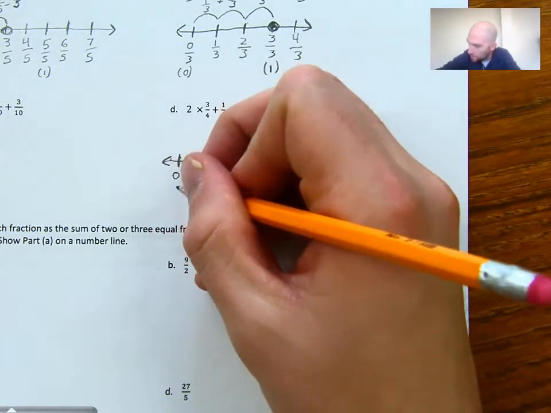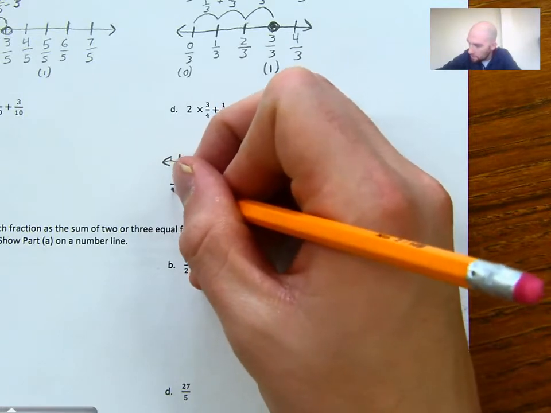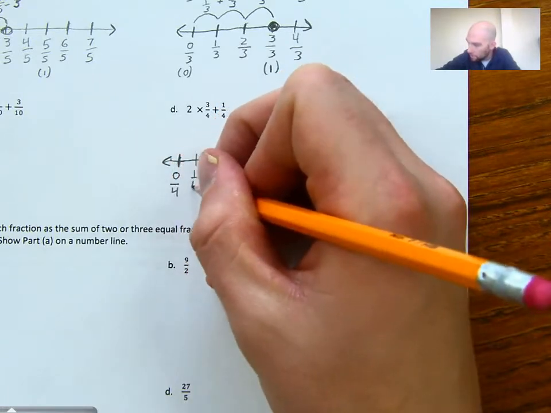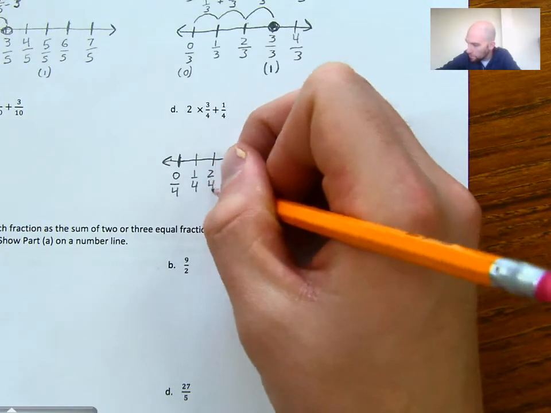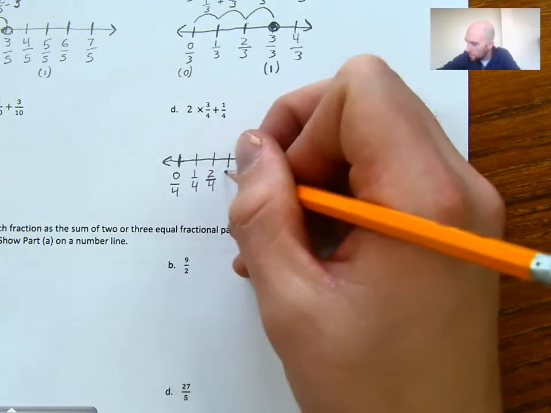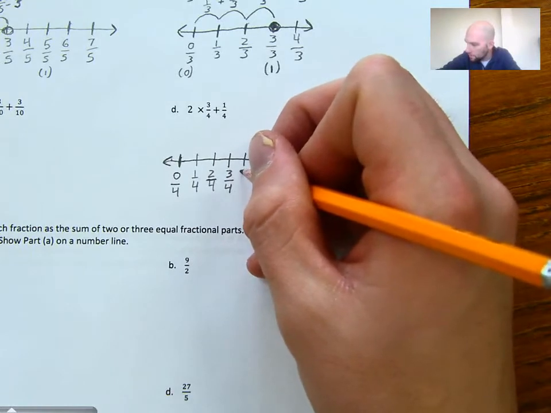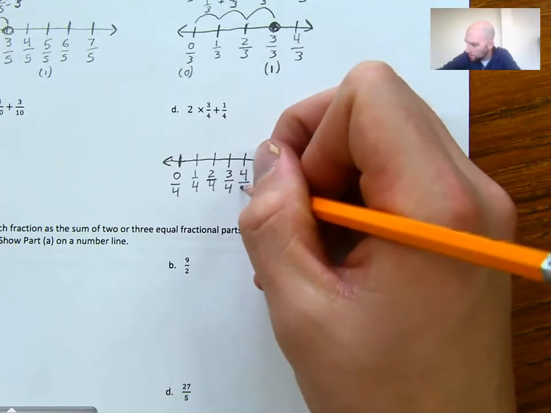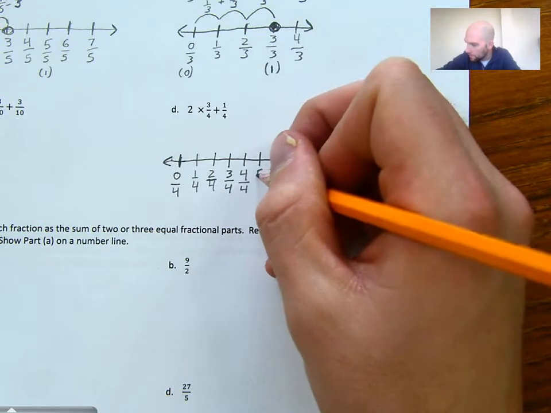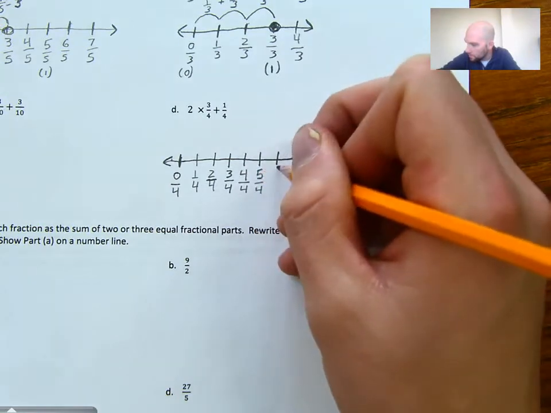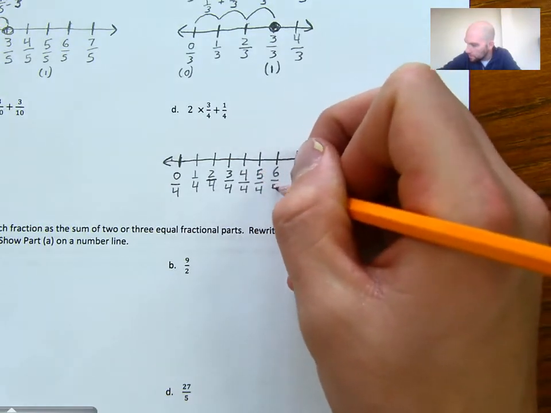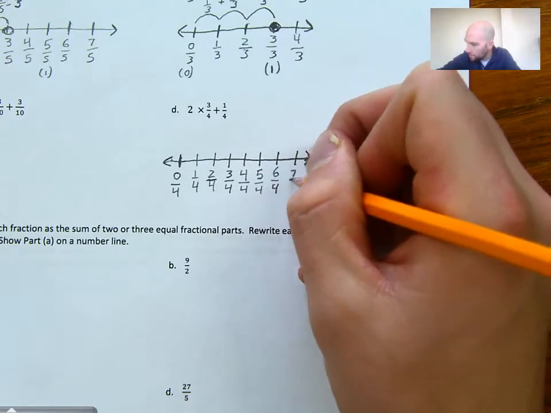All right. So we have 0/4, 1/4, 2/4, 3/4, 4/4, 5/4, 6/4, and 7/4.